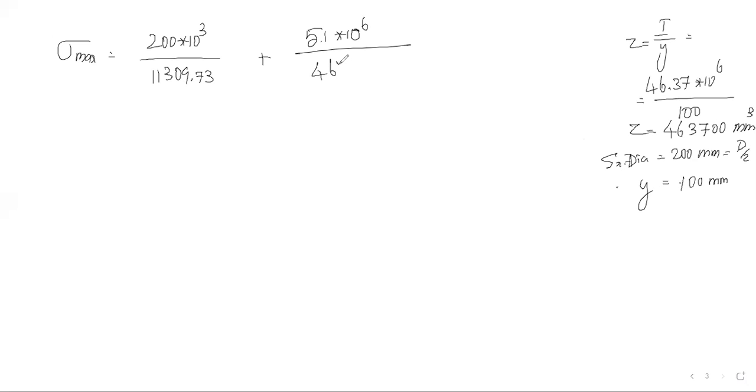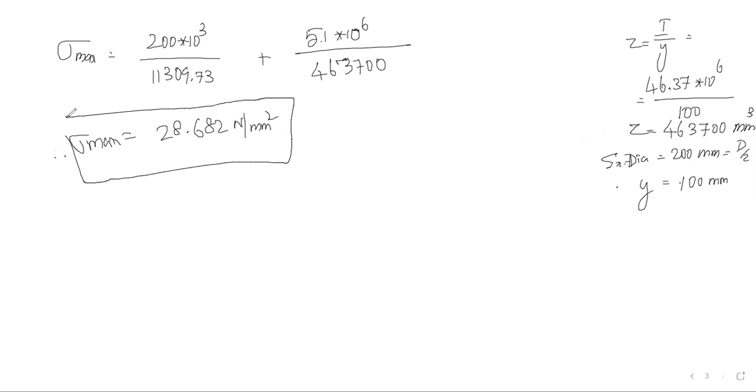So with 463,700, sigma max becomes 200 into 10 cube divided by 11,309.73 plus 5.1 into 10 to the power 6 divided by 463,700. So we get 28.682 newton per mm square, which is the maximum stress.